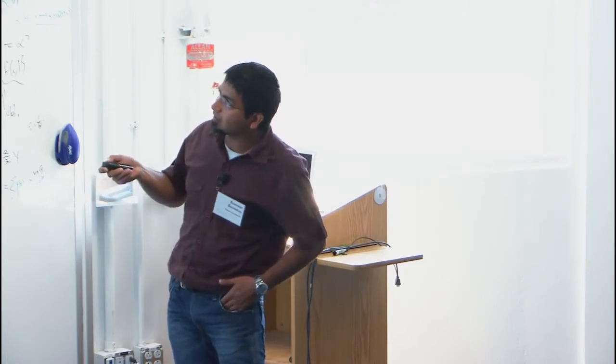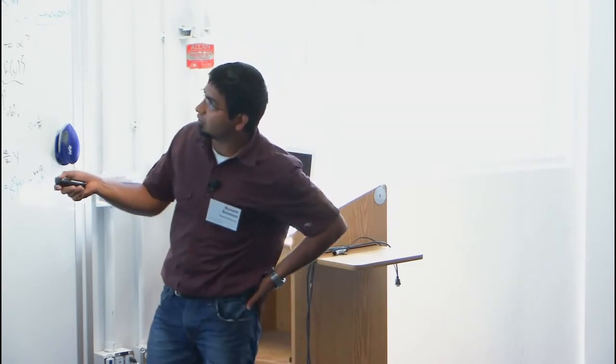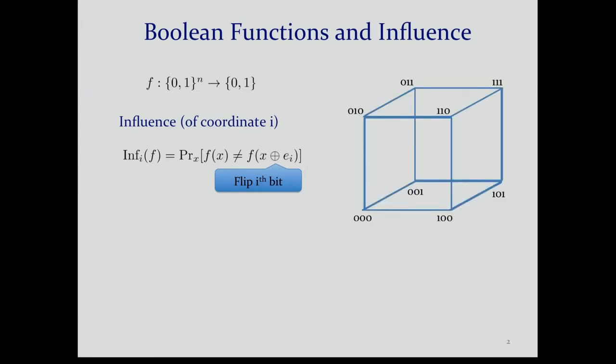And what's our definition of influence? Our definition of influence is we pick a random x and check the probability that flipping the ith bit changes the value of the function, right? So f(x) is not the same as f of x with the ith bit flipped. And just to visualize it, it'll be nice to keep in mind a picture of the hypercube and the function as a labeling of each of the vertices of the hypercube with a 0, 1 value.